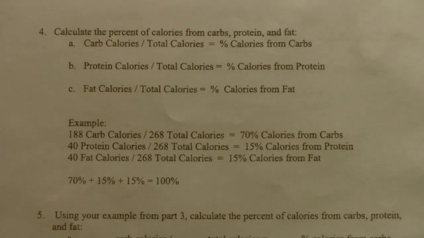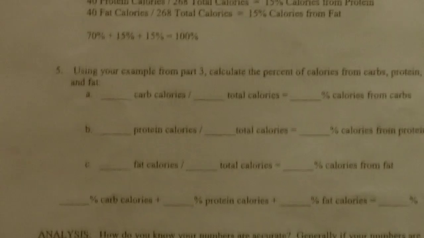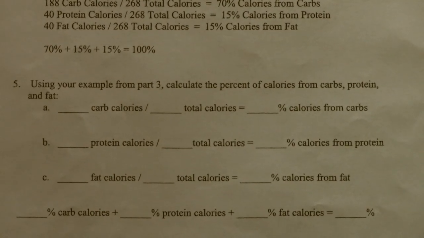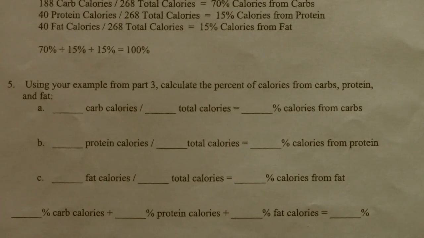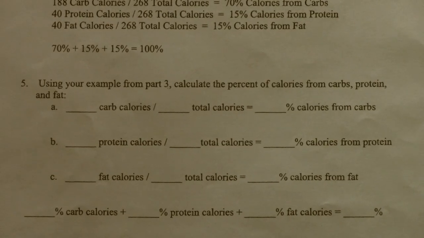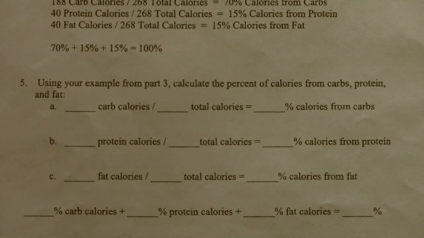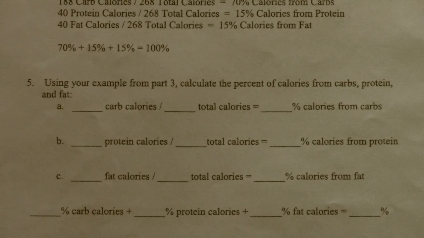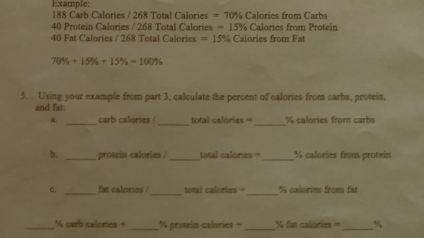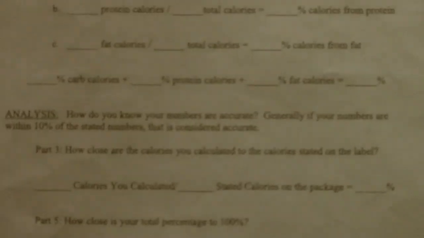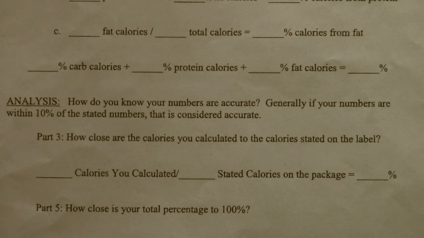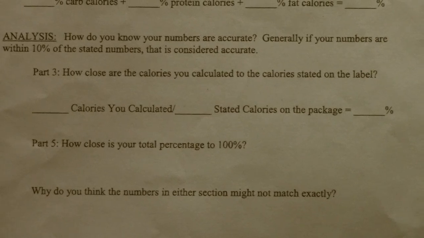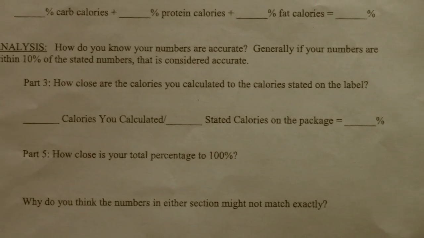So then as we scroll down the page, using your example from part 3 on the page before, you would be able to do the same thing. Your total calories would all be the denominators, and you would take each of your 3 calories that you found and see how close you come to 100% on that. And then you can answer the question, how close are the calories you calculated to the calories stated on the label, and how close is your total percentage to 100%?